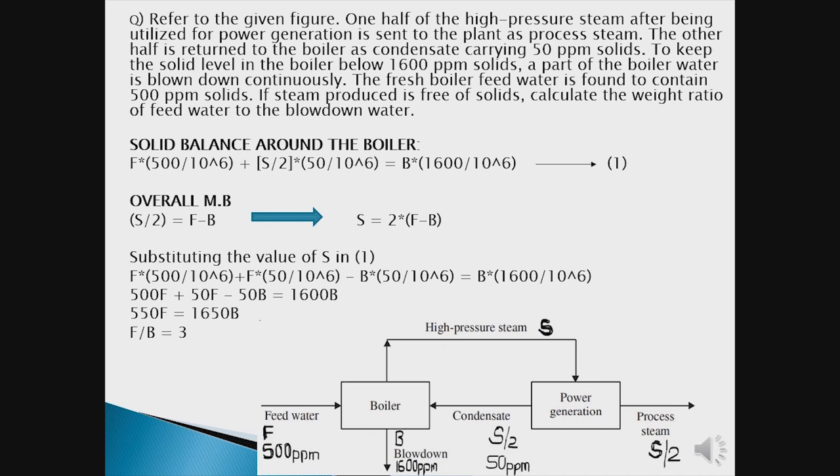Okay, let's take the solid balance around the boiler: F into 500 divided by 10 raised to 6, plus S by 2 into 50 by 10 raised to 6, is equal to B into 1600 divided by 10 raised to 6. The overall material balance is S by 2 equal to F minus B, and S equal to 2 into F minus B. Substituting the value of S in equation 1, we get the equation as written in the slide: 500 F plus 50 F minus 50 B is equal to 1600 B. Finally, 550 F is equal to 1650 B, and the answer for F by B is equal to 3.